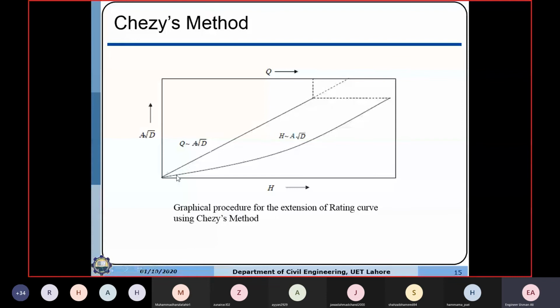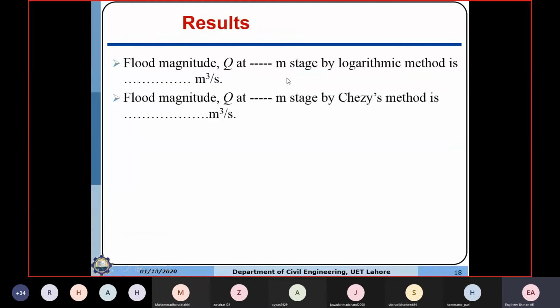next step is extend Q versus A under root D graph, and then draw horizontal line from the point of stage meeting the graph of H versus A under root D to the graph of Q versus A under root D, and then from there draw a vertical line to axis of discharge and report the discharge. So this way you can find out the discharge at the given stage value, the unknown value of discharge. Again you have to report it here.